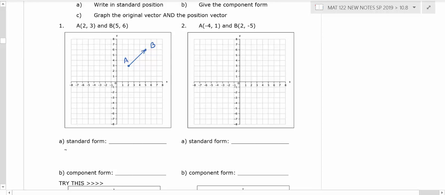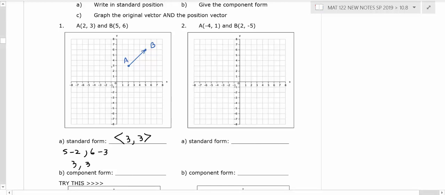So 5 minus 2, and then we would do 6 minus 3. Okay, so we would get the standard form of this vector. We can write this then. There's 2 ways you can write this. You can write it as, this would be 3, 3. So that would give you one way to write that vector.